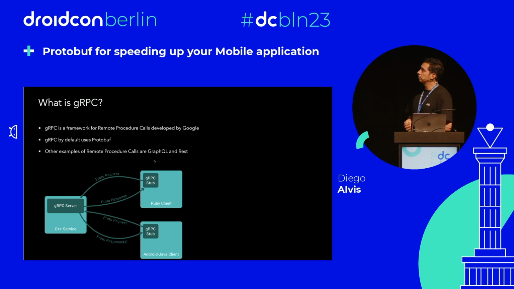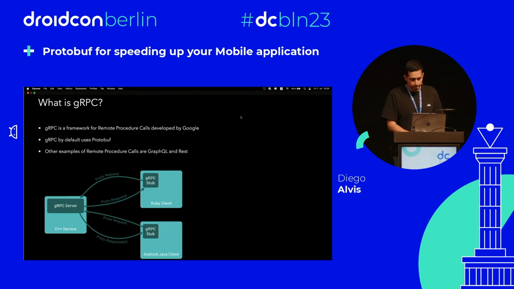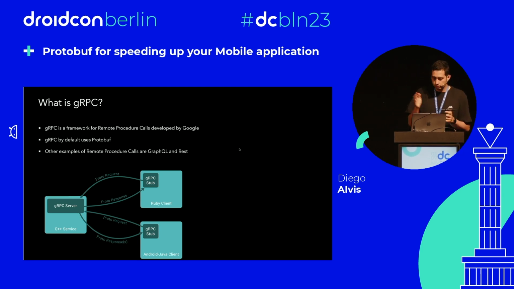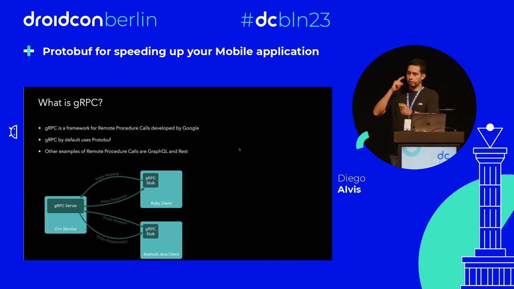This is more or less how a system that is using gRPC looks. You're going to have a server which is running a gRPC server, and you also have clients that are also running gRPC, and you're going to have proto requests and proto responses in the communication between them. Cool.